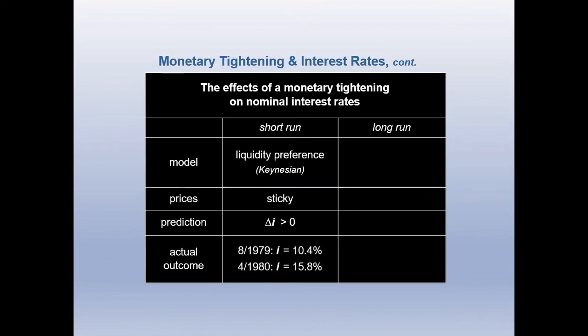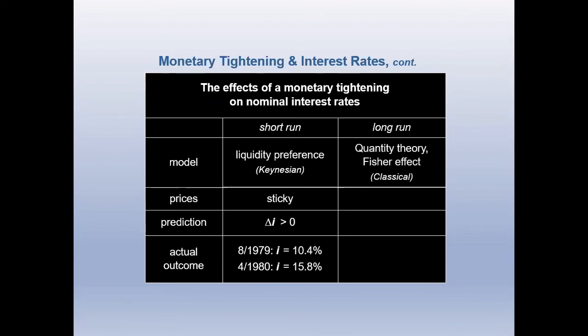Exactly. And the outcome, what happened? In 1979, the interest rate was 10.4, and then he increased it to 15.8. This is in the quarter. After he decreased the consumption, what happened? Prices decrease. And when the prices decrease, he decreased the interest rate. Excellent. Okay. This is in the short run. So this is the correct answer, as you see.